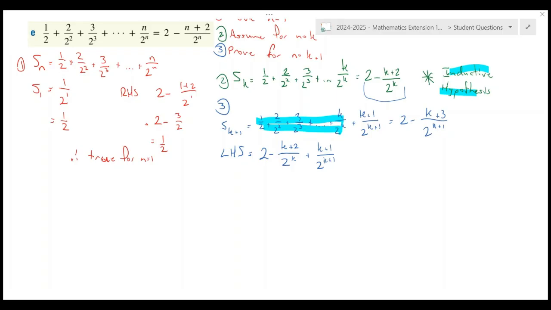So my right-hand side, I've already got the 2 minus k plus 3. So that's what we're trying to get it to equal. So if I have a look at this, I am going to make this the same fraction. So I'll leave the 2 and change this fraction here. I'm going to come over to the left-hand side for k plus 2 over 2 to the k. I want to make it the same as this, so I'm going to multiply it by 2 over 2.